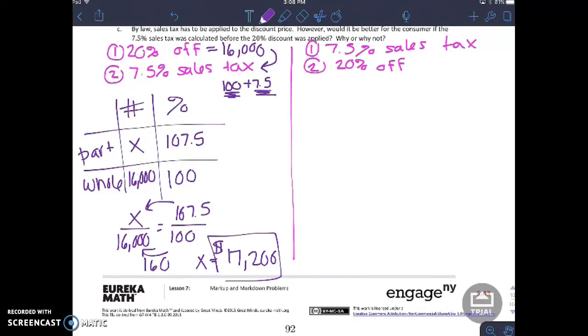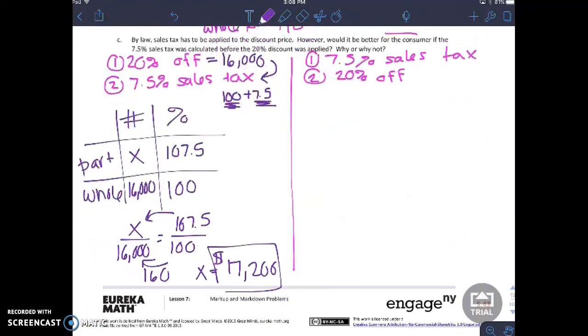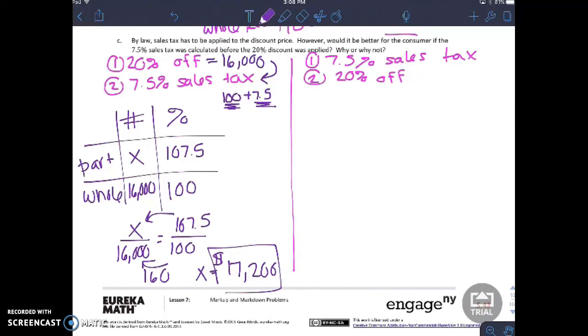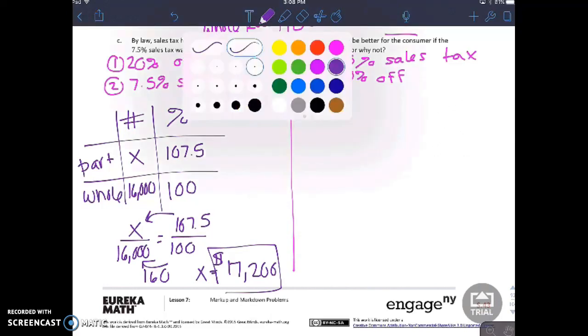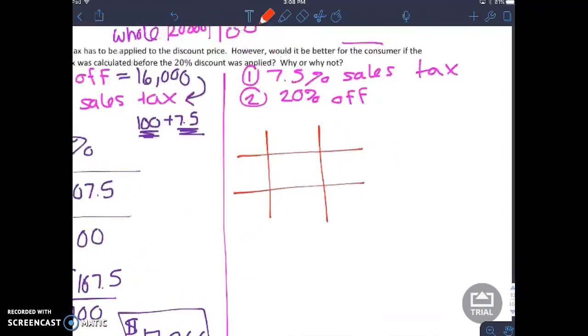That's one way. Now the other way is doing the sales tax first and then the discount. So pause the video. Go from the original price of $20,000, add in the sales tax, then do the discount. Come back when you're ready to check. All right, hopefully you are ready to check. So we have to find the $20,000, including the sales tax first.